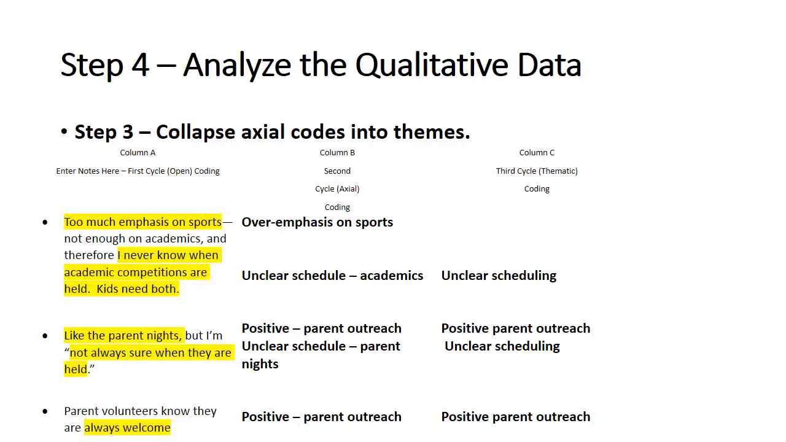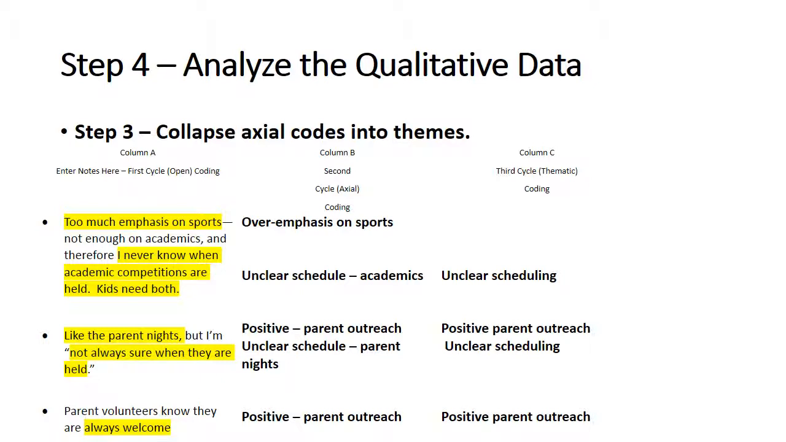And now we're going to collapse them even further into what are called themes. These are located in column C, and some people call these third cycle codes. So first cycle open codes, column A. Second cycle axial codes, column B. Third cycle themes, column C.